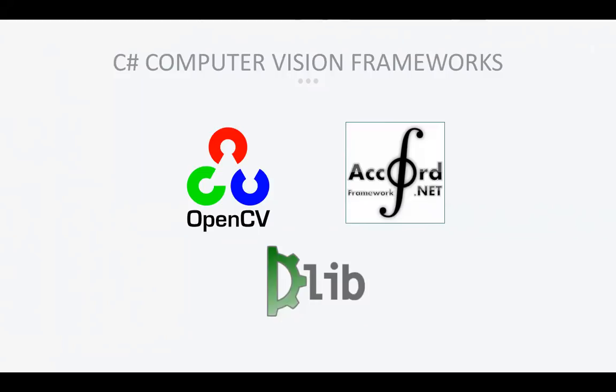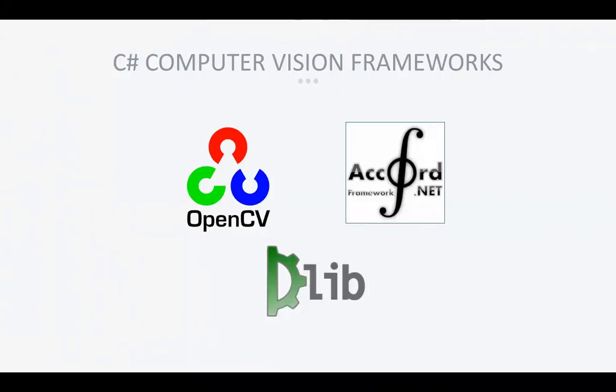Accord.NET is really nice because it is 100% C#. It's a managed library without any native code, so you can just install it as a NuGet package and use it in your code. It's absolutely packed with computer vision methods and classes, with machine learning classes. So it's really useful to get up to a quick start.